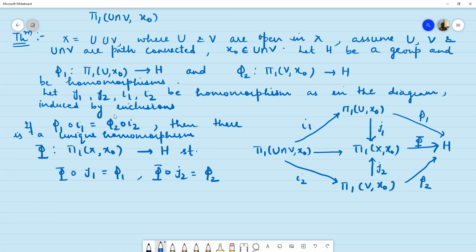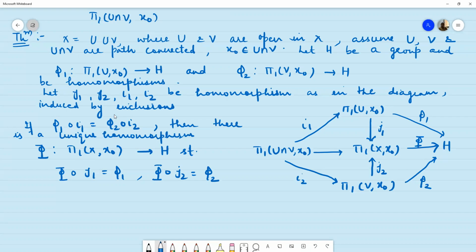That means we want to prove that these two triangles, one is this and the other is this, are commutative triangles. Phi circle J1 is phi1, and phi circle J2 is phi2. Now basically this theorem says that if we have any homomorphisms phi1 and phi2 which are compatible on U intersection V, then they induce a homomorphism of pi1 X x naught into H.